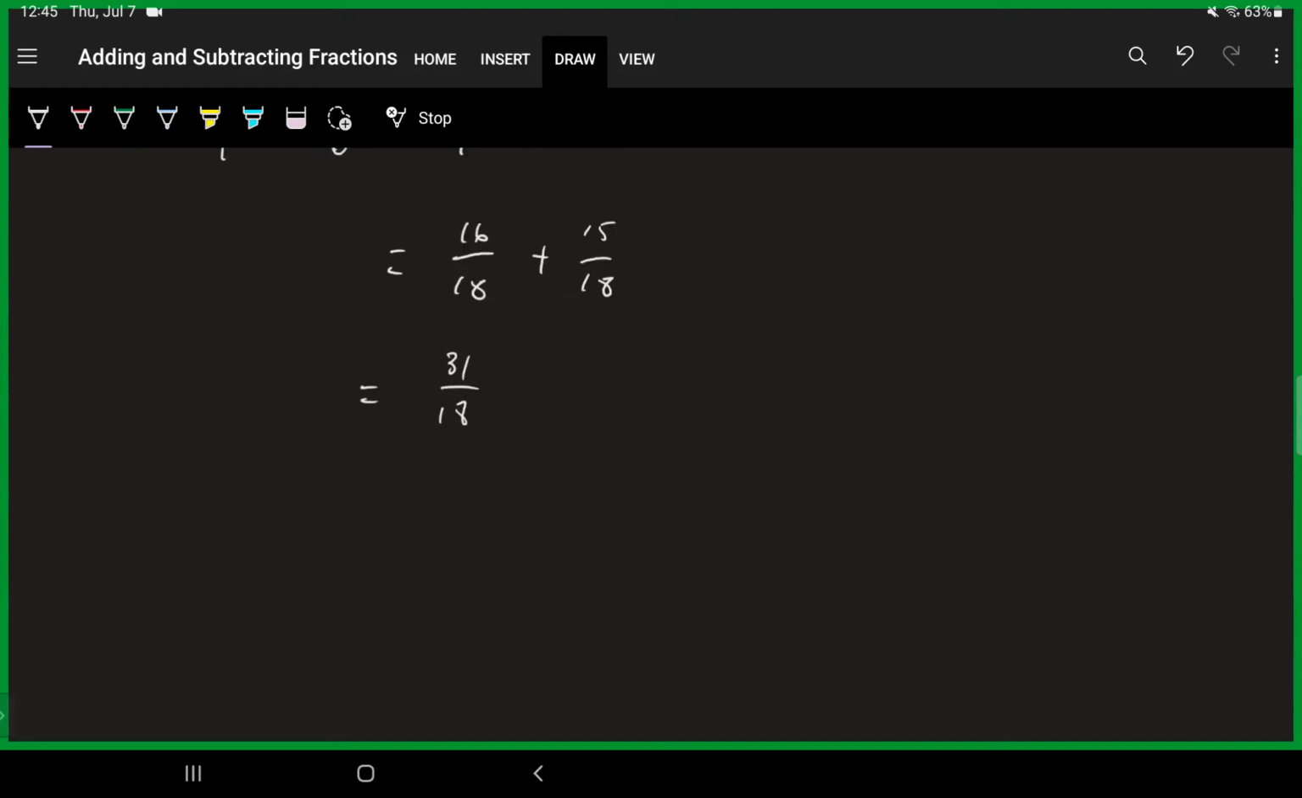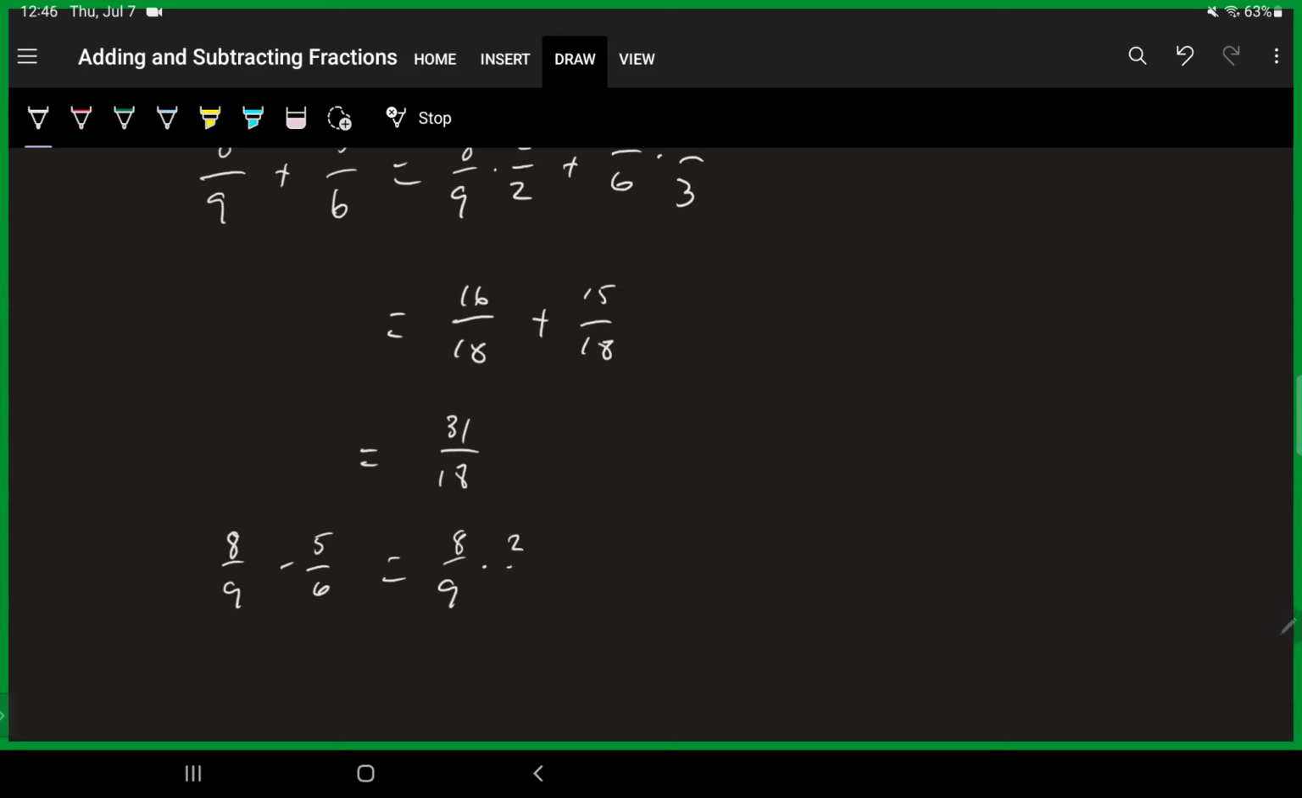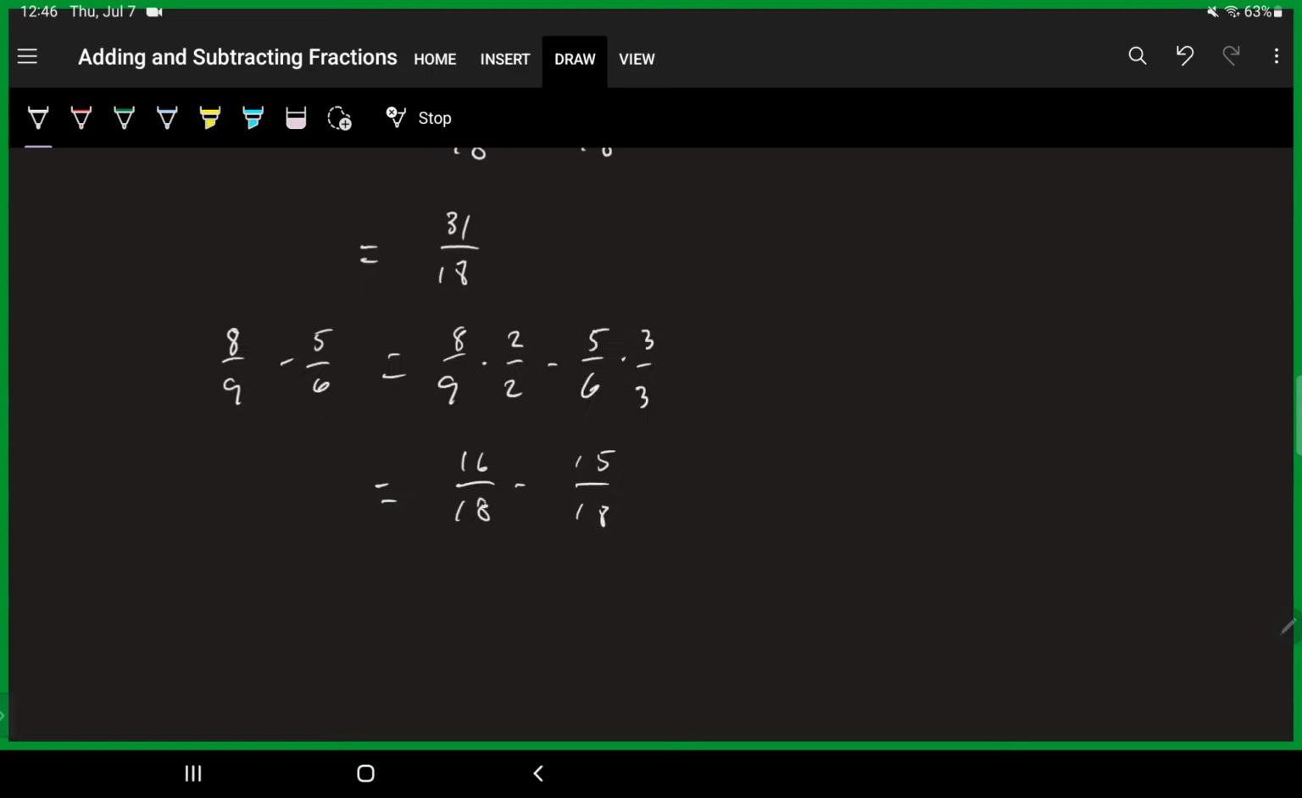I can subtract those. 8/9 minus 5/6. And that's going to be 8 over 9 times 2 over 2 minus 5/6 times 3 over 3. And I'm going to get 16/18 minus 15/18. And that's 1/18.